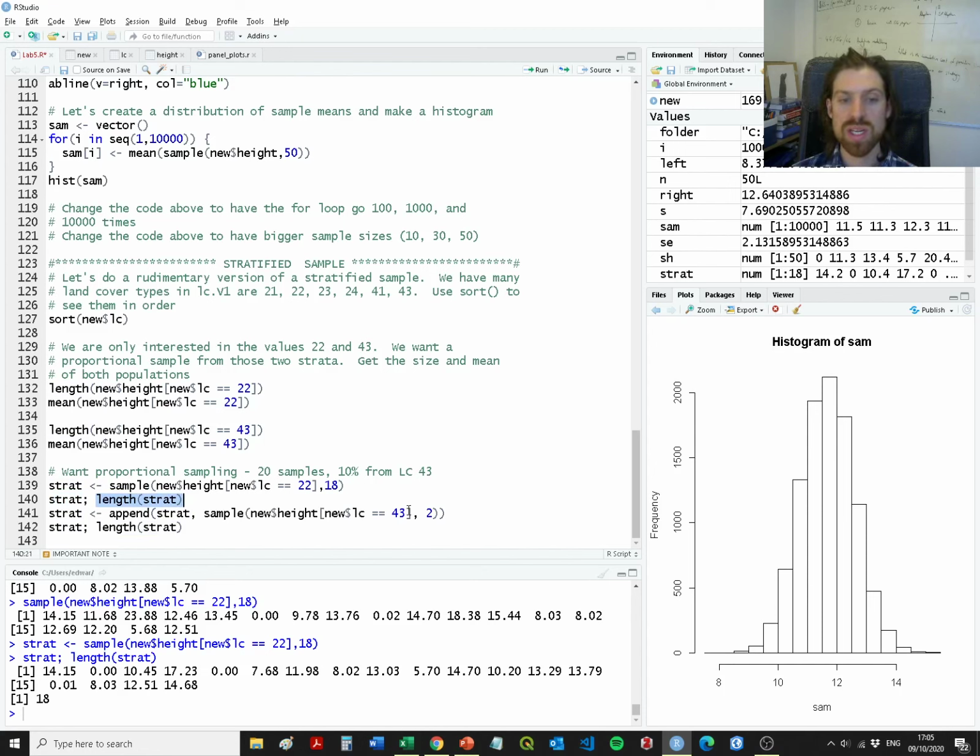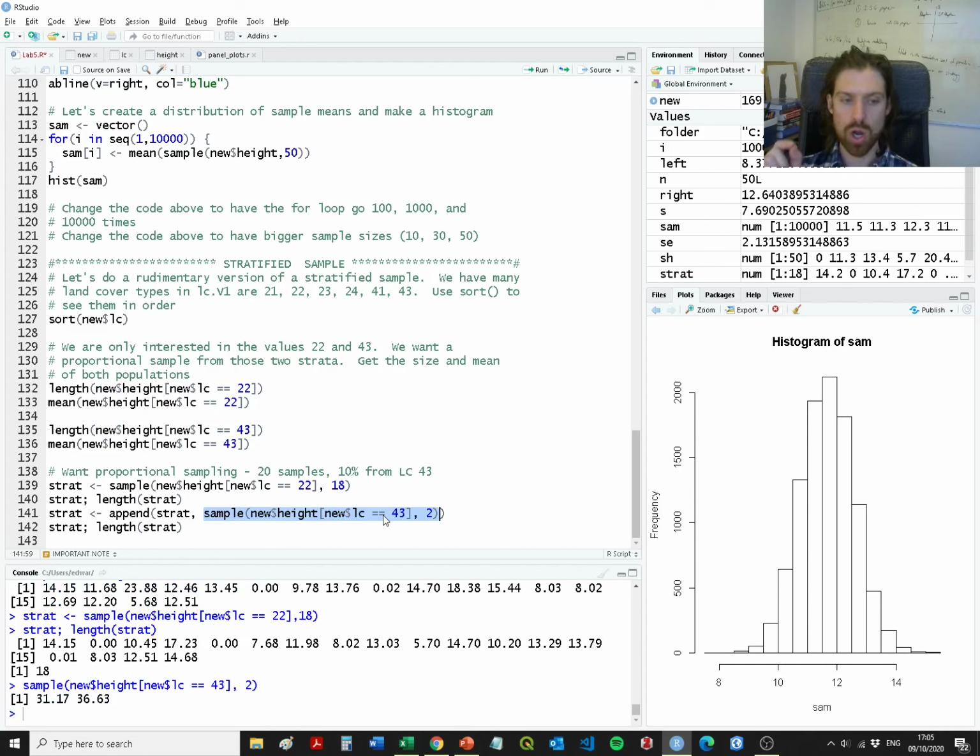That means, however, that we also need to add in those values which meet land cover type 43, which we wanted 10% of. So obviously I didn't cover this before, but we used 18 as the sample because 90% of 20 is 18, and that's why. So the complement of that, if we want 10% of 20, it's obviously going to be 2. So that's why down here we're sampling just 2 values each time from those land cover types which meet 43. Okay, so I hope that's clear to you.